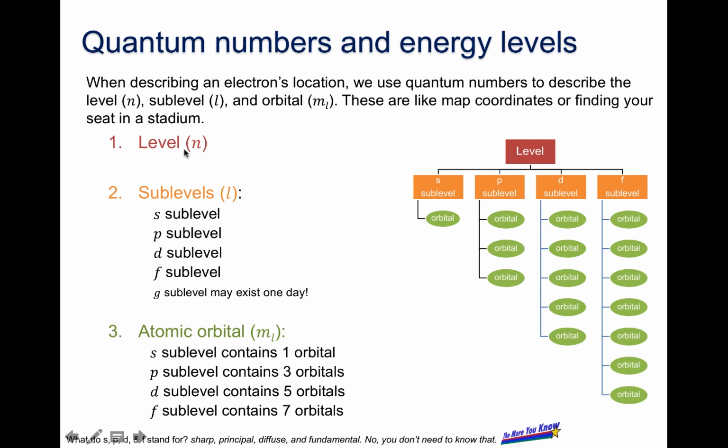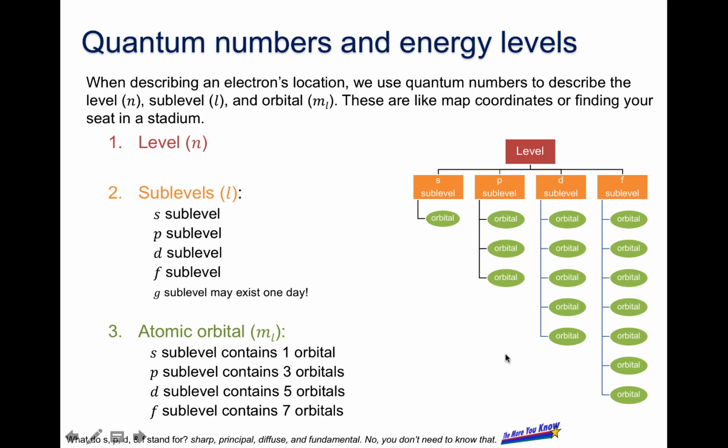And so the level tells you how far you are from the nucleus. The sublevel is the type of orbital you're in, those s, p, d, or f orbitals. G sublevels do not yet exist, but they expect that they might if they discover a new row on the periodic table. And then atomic orbital, that's the exact seat location. And so an s sublevel has 1 orbital in it, a p sublevel has 3 orbitals. So if you think of them like seats, if you were in a p row, there would be 3 possible seats that you could sit in.